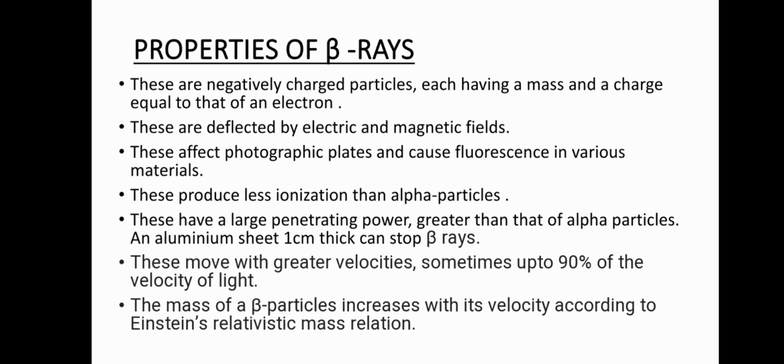An aluminum sheet 1 centimeter thick can stop beta rays. These move with greater velocity, sometimes up to 90% of the velocity of light. The mass of a beta particle increases with velocity according to Einstein's relativistic mass relation.